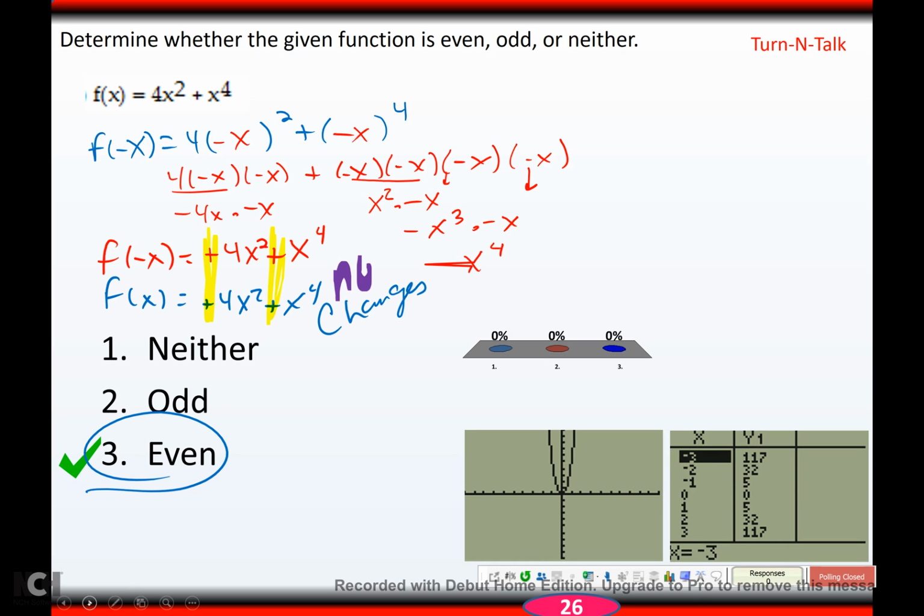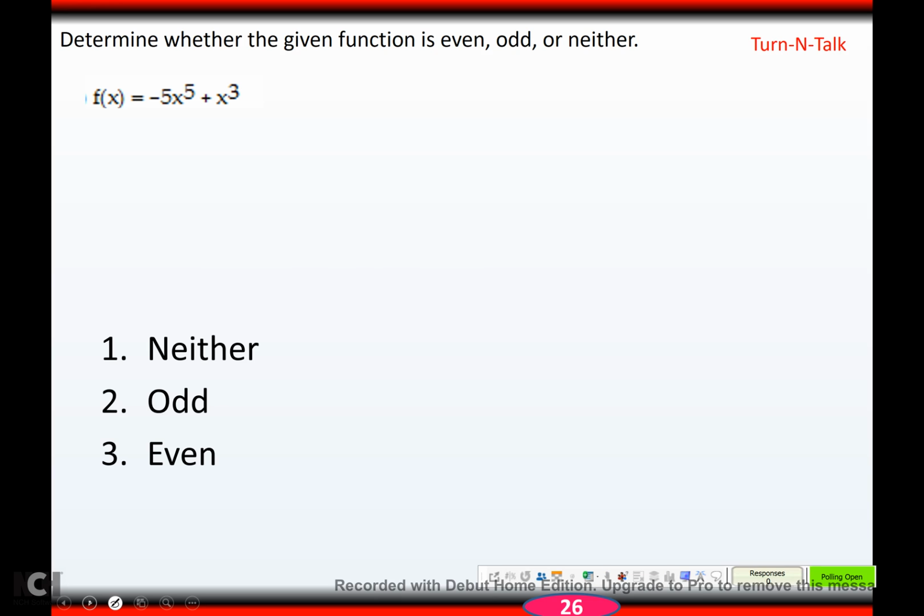Again, don't forget, you can check by the graph and by the table of values. This half lies on top of this half. -3, 117, just change x if it's even. It's positive 3, 117, it's on the graph, so it checks. Okay, do this one, hit pause, come back when you're ready.